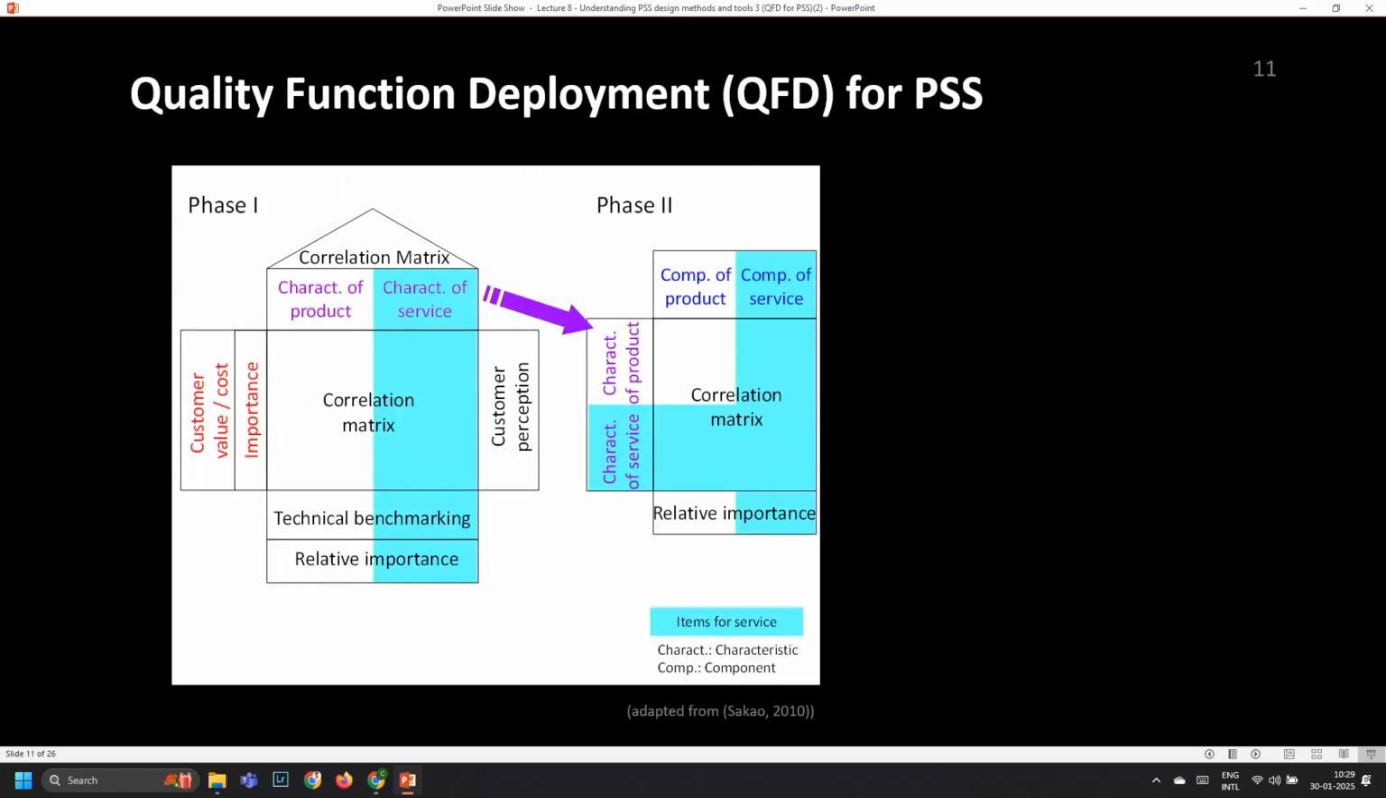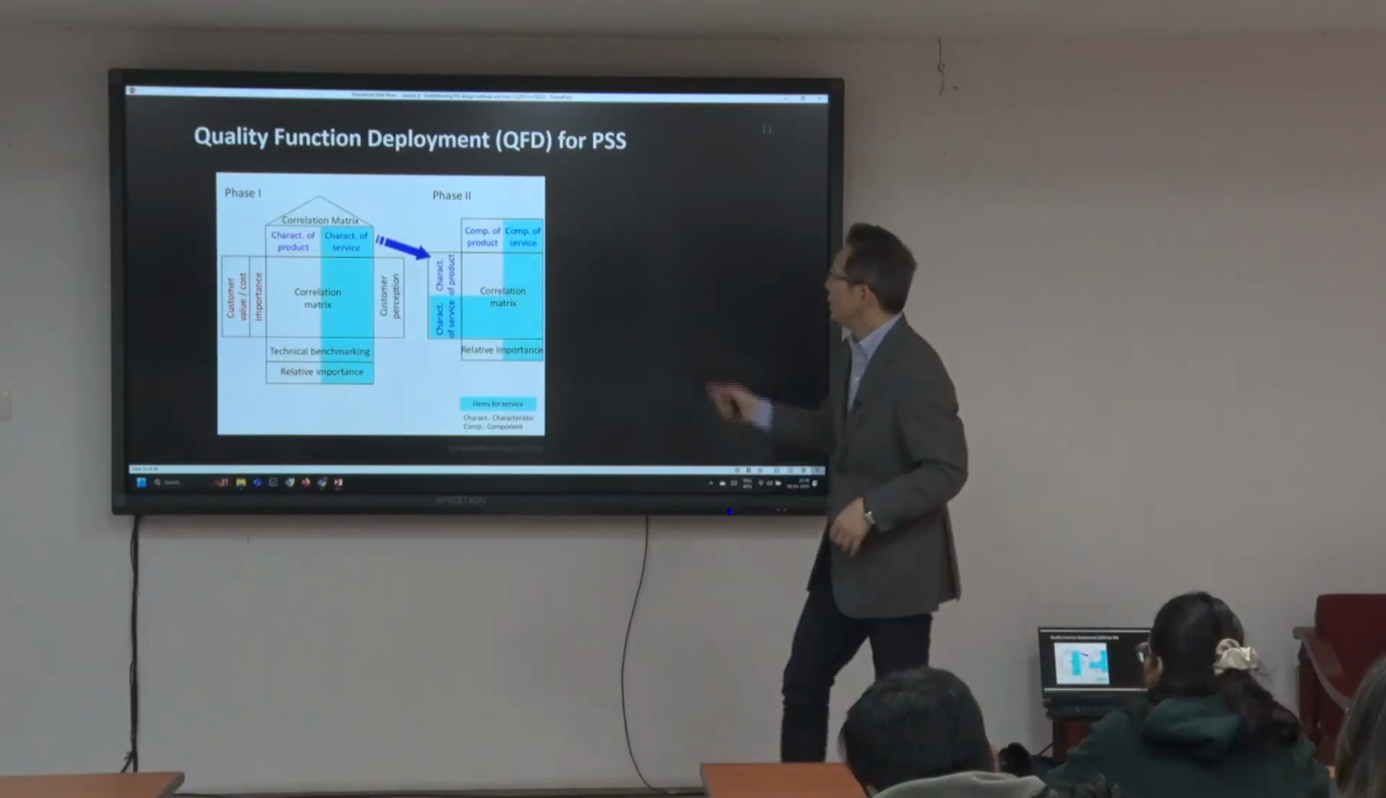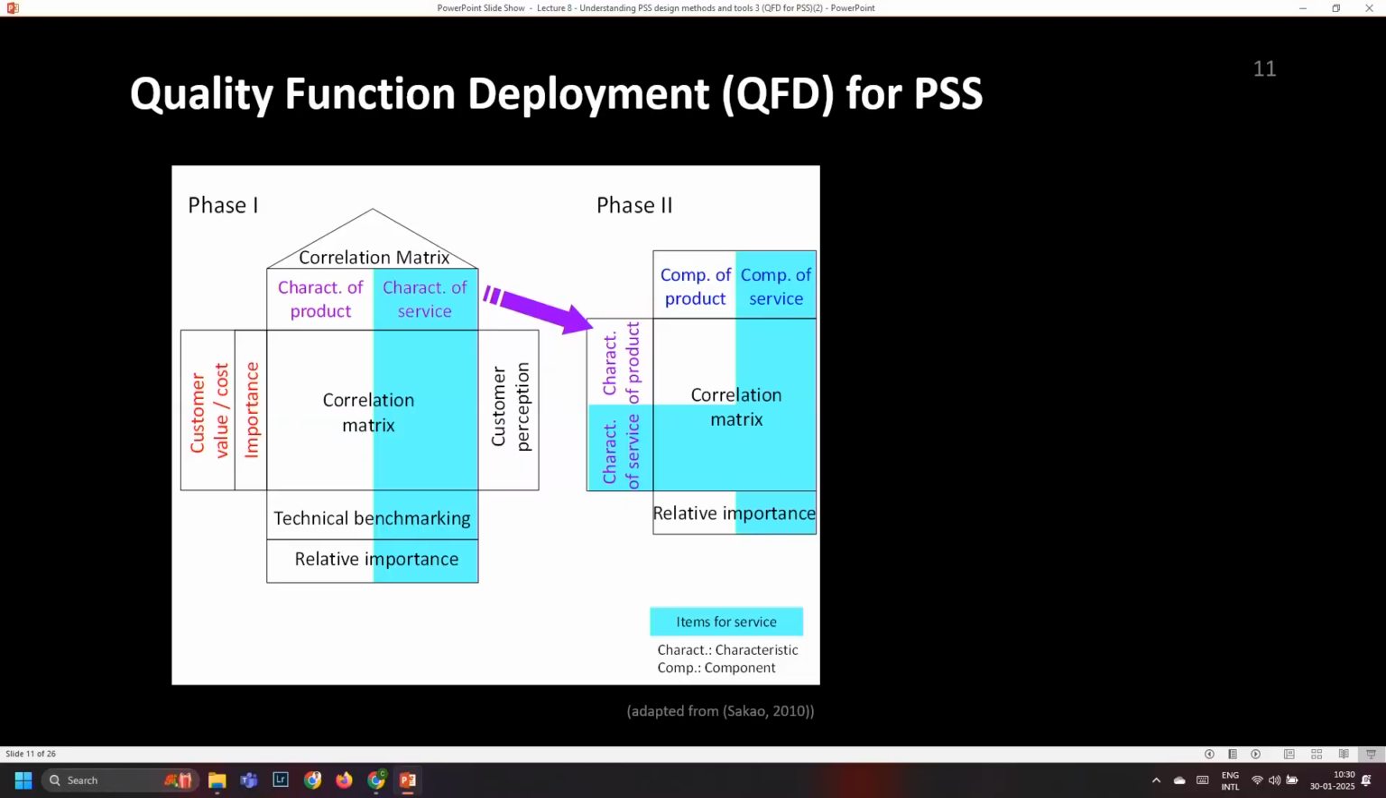And so QFD for PSS can consist of 2 phases. The first phase is correlating the customer values on the left-hand side, you see, and the characteristics of products or characteristics of services at the top of the matrix. So in the matrix, you give differentiation in terms of the correlational strengths between a given customer value and characteristics.